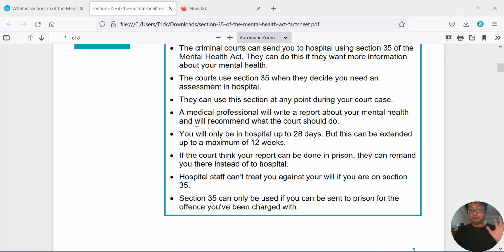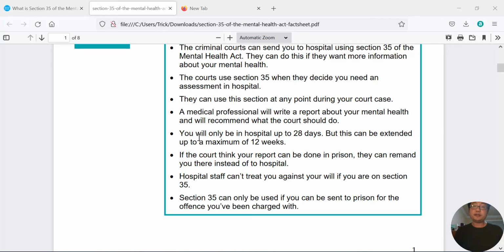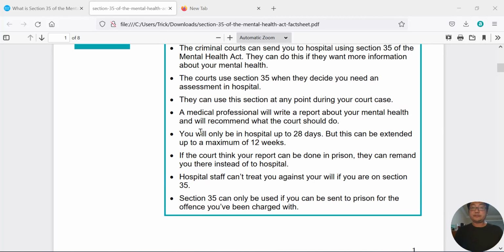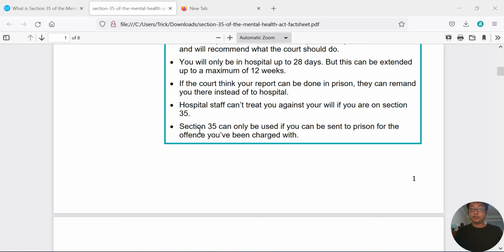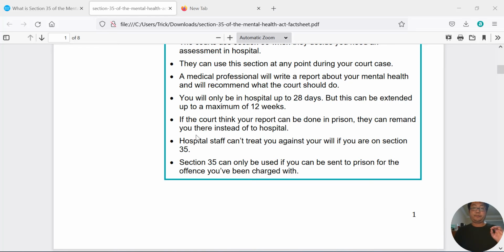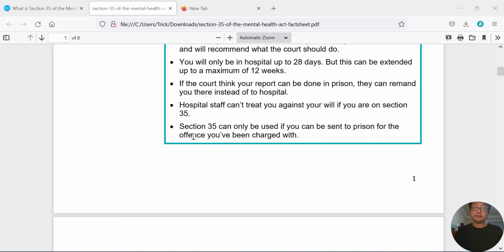For example, if you had to go through the criminal justice system, they do use section 35 to evaluate your mental health in order to find out more information about your state of mental health during that time. The court also uses section 35 to decide if you need assessment in hospital. So that's important. They check your mental health status, and before the court starts, they will make a decision to see if this assessment is needed. They can use that at some point during the court case.